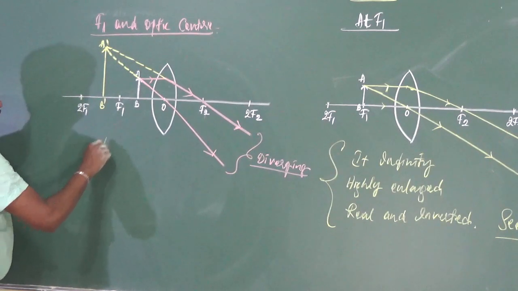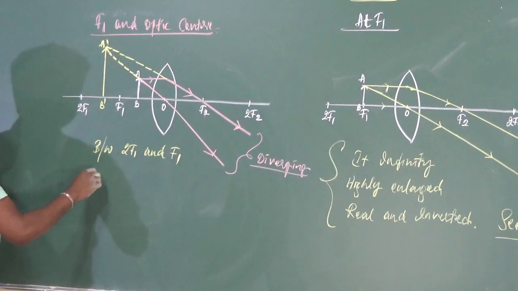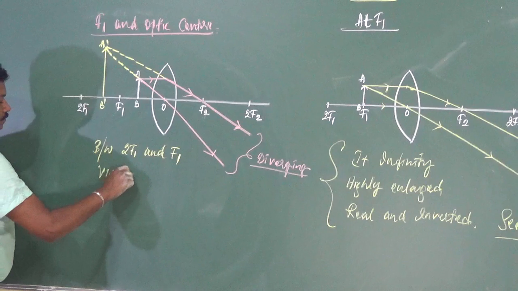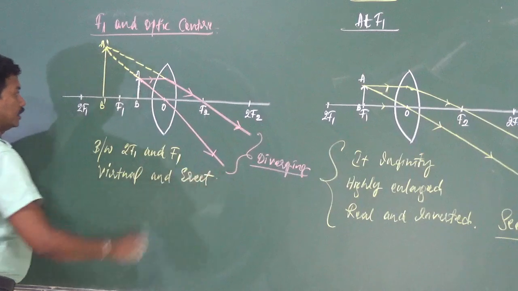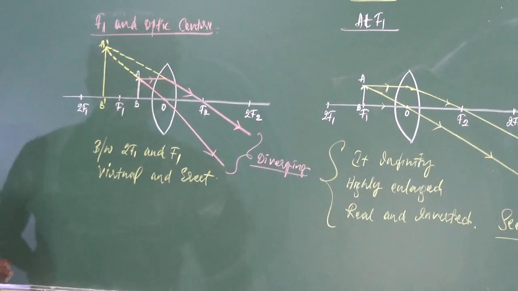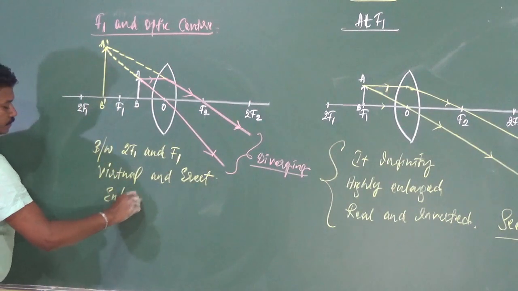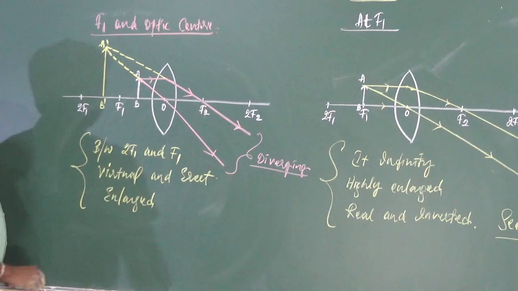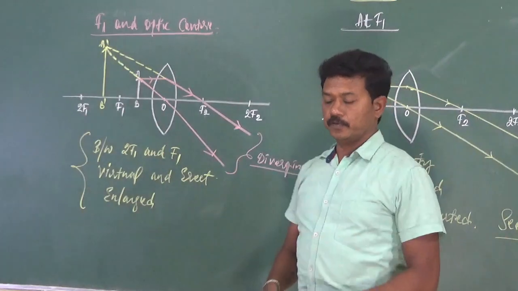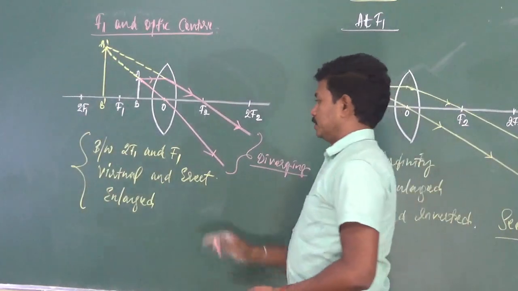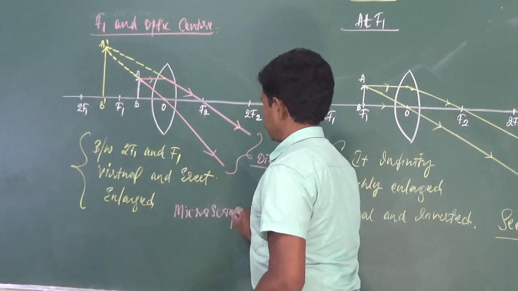So between 2F1 and F1 the image is formed. It is virtual and erect. It is also enlarged. When compared to the object, the size of the image is enlarged. So this optical phenomenon, when the object is placed between the optic center and principal focus, is used in microscopes.